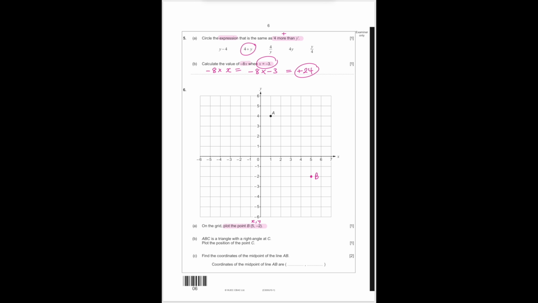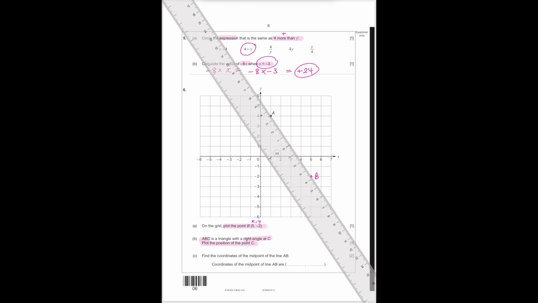Part B. ABC is a triangle with a right angle at C. Plot the position of point C. So ABC forms a right angle triangle. Okay. Now that tells us if the right angle is at C, then the line AB must be the hypotenuse, the longest side of the triangle. So I'm just going to draw that in for reference.